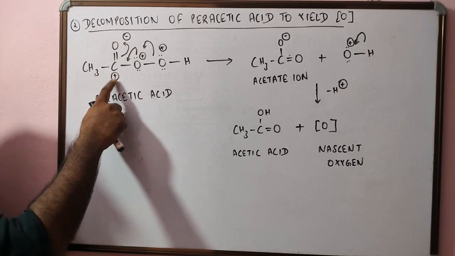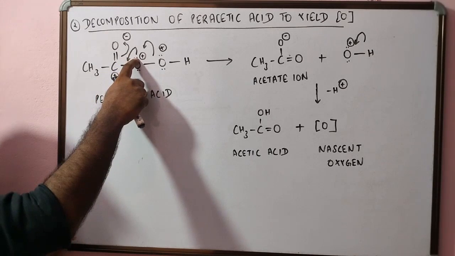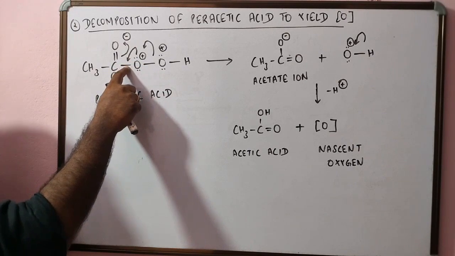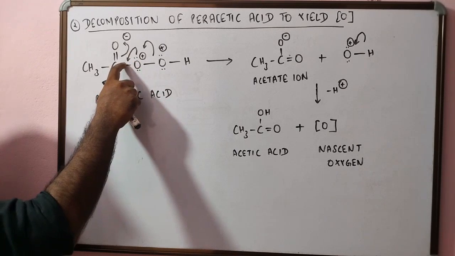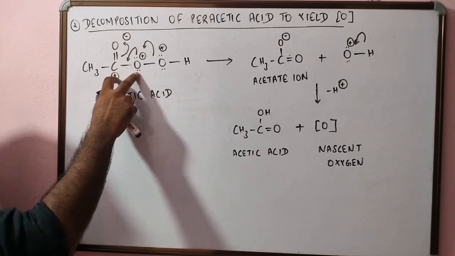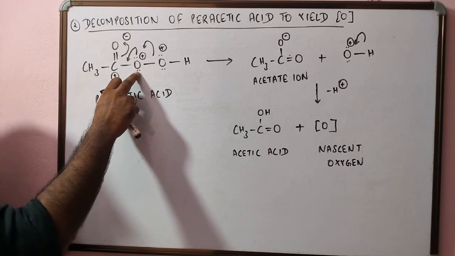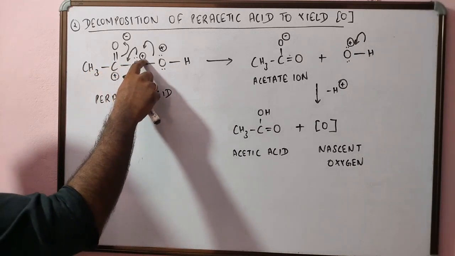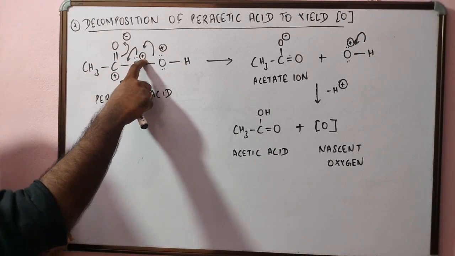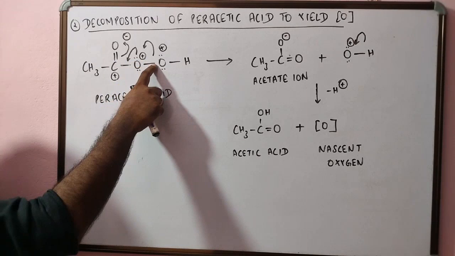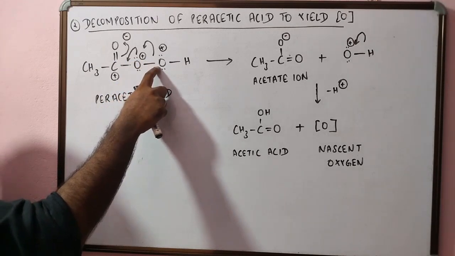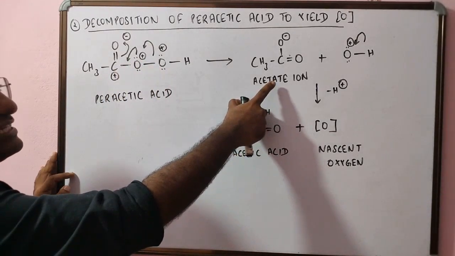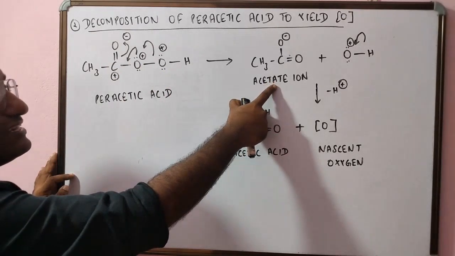The positively charged carbon atom now attracts the lone pair of electrons of the neighboring oxygen towards itself, thus establishing a second covalent bond with this oxygen. However, because this oxygen lost its lone pair of electrons to the carbon, the oxygen here becomes positive. To restore neutrality, this oxygen attracts and snatches the bonding pair of electrons that it shared with this oxygen, and that results in the formation of an acetate ion.